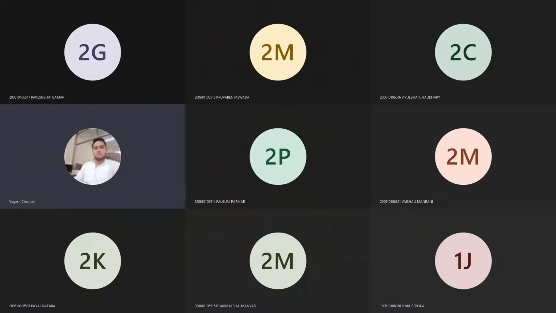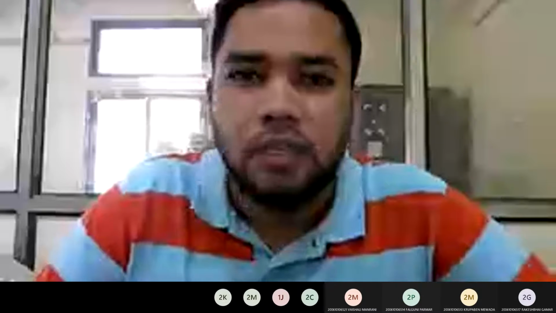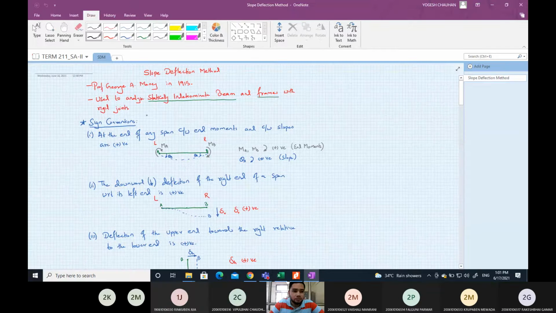It is used to analyze statically indeterminate beams and frames with rigid joints. To adopt this method, we have to follow certain sign conventions, and these sign conventions are: the clockwise end moments and clockwise slopes are positive. So these clockwise end moments are taken as positive, and the slopes in clockwise direction are taken as positive.